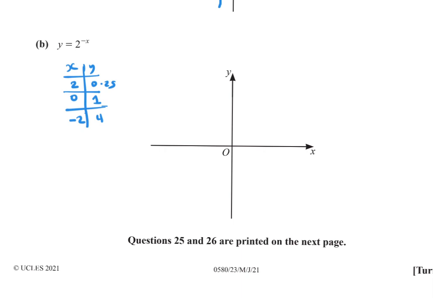Now if we represent these points, 0 and 1, 2 and 0.25, and negative 2 and 4. So this function is represented by a curve that goes down from left to right.